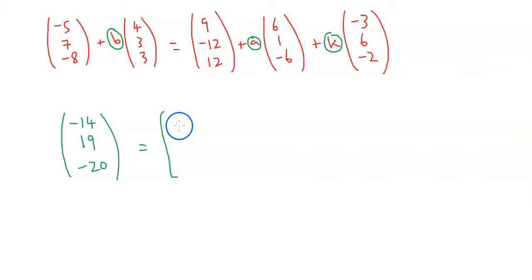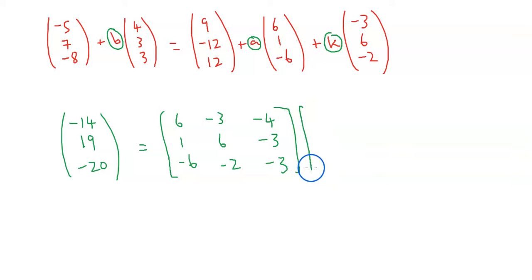So 6, 1, negative 6. And then negative 3, 6, negative 2. And then we're transferring this vector to the other side, which means we're subtracting it from both sides, which means we're going to have negative 4, negative 3, and negative 3. And then this is times the vector A, K, B.